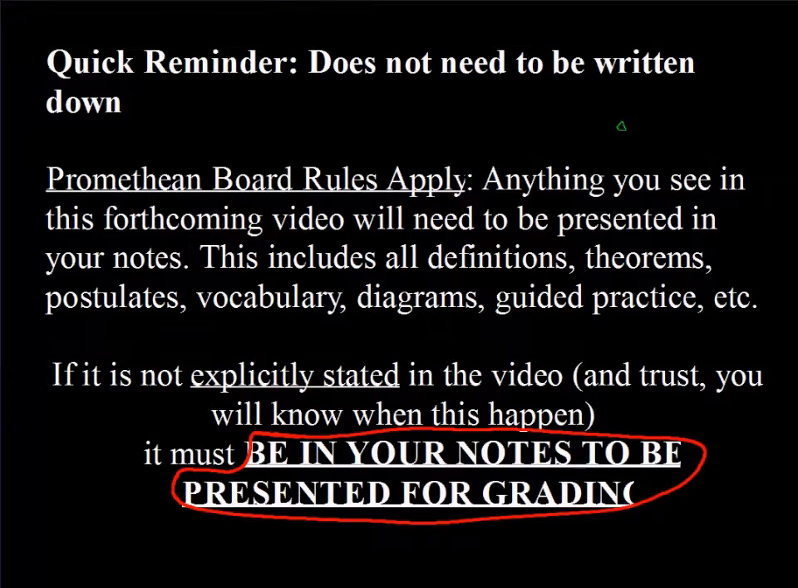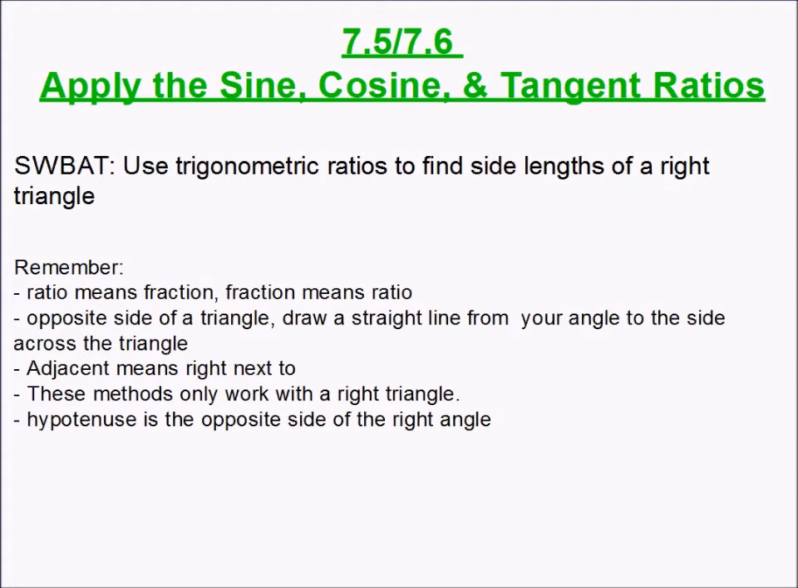Young Metro. Ladies and gentlemen, once again, it's Fraser Nation. We're going to talk about sections 7.5 and 7.6. Apply the trigonometric ratios. As you see on your screen, there are three trig ratios: sine, cosine, and tangent. Students will be able to use trig ratios to find the side lengths of a right triangle. First and foremost, you need to know the word fraction means ratio.